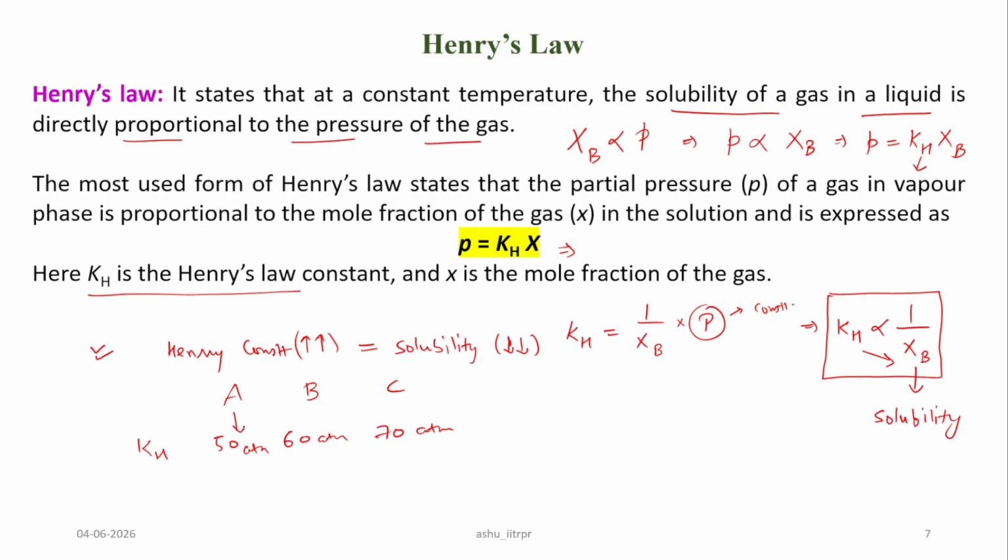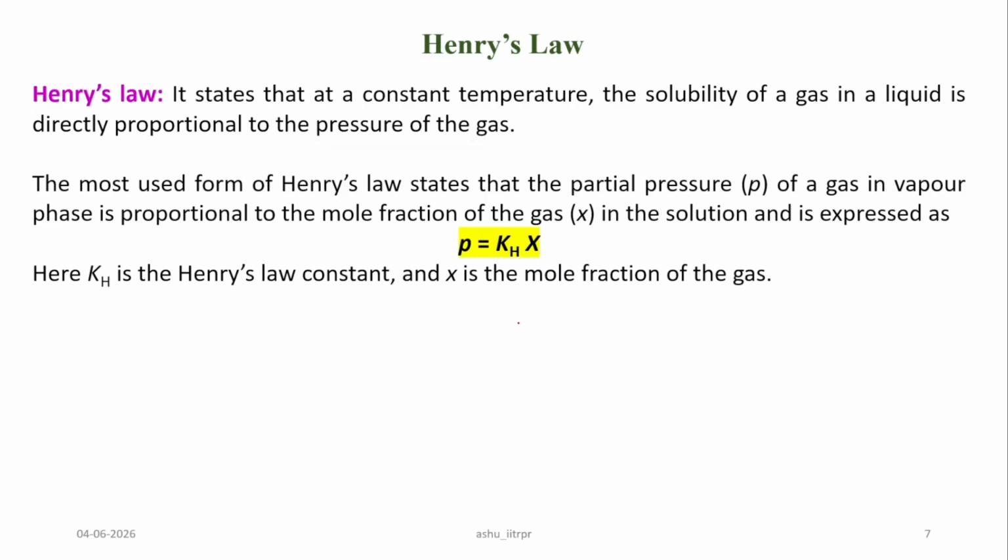So since A has the lowest value of KH, A will have the highest solubility. The lower the value of KH, the higher the solubility, and vice versa. Okay. The second thing that we can write from this part is, from this equation, we know that pressure is equal to KH into mole fraction.